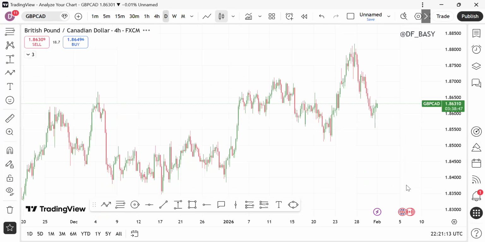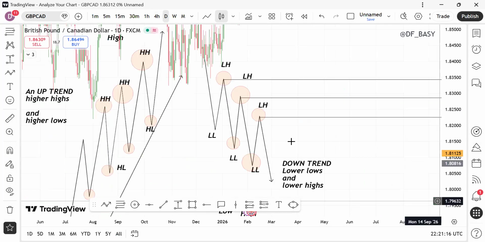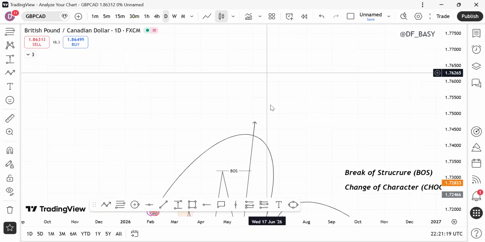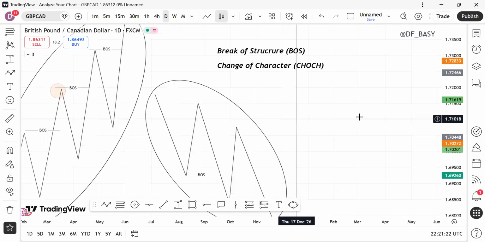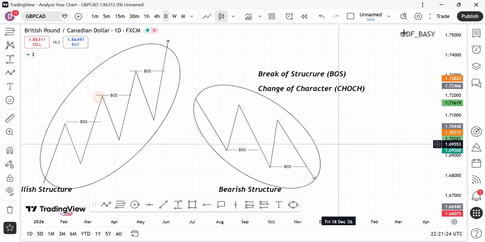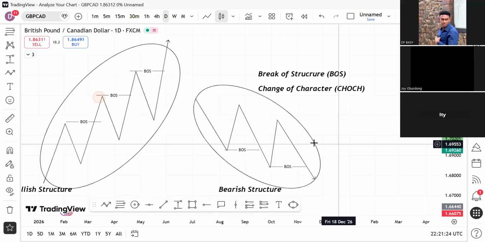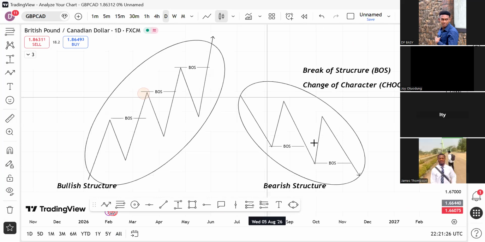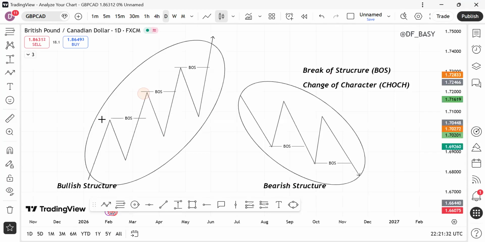Okay. So now, what's the change of character? The change of character is when the market, let's say after identifying your market, I've shown you guys how to identify when your market is bearish or when it's bullish. After identifying when your market is bearish, let's say your market is bearish now, and for some reason it wants to change to be bullish. That's where your change of character comes in.